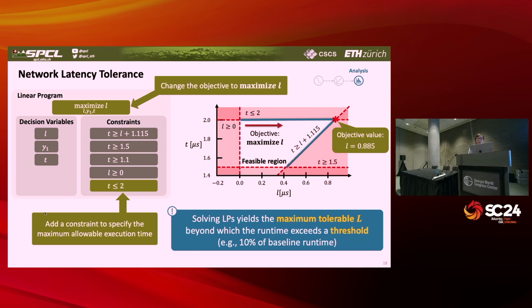So as an example, let's say if we know the baseline runtime of an application and we don't want its performance to degrade by more than 10%, and we want to find the maximum latency that it can absorb in this case. So in this specific case, you can use linear programming to find exactly how much latency the application can absorb before being slowed down by 10%.